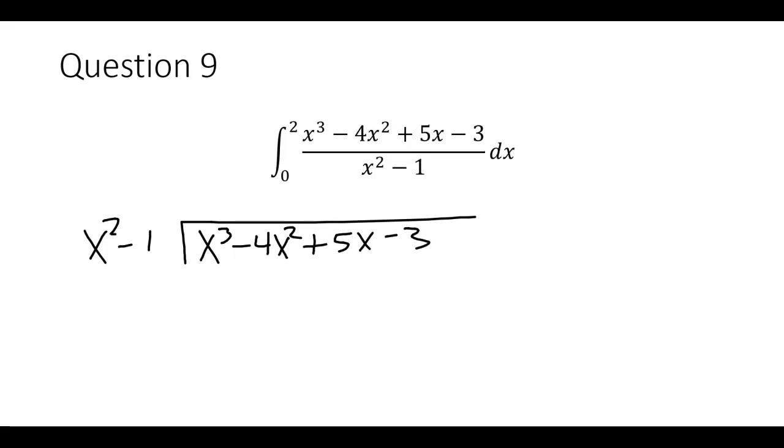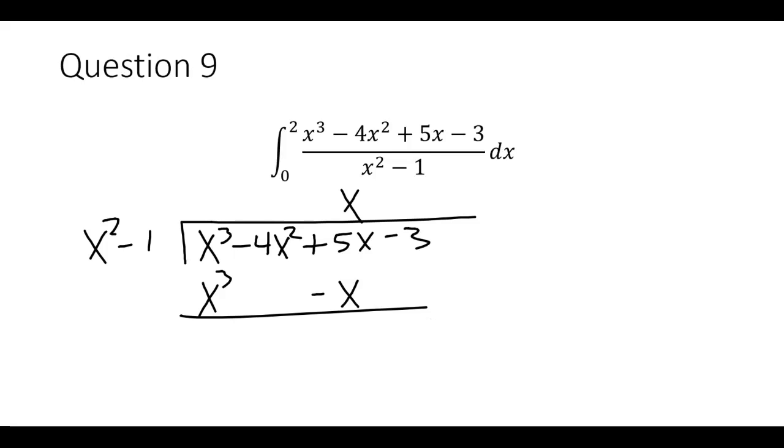And we ask ourselves, what would I multiply this by to get this? And the answer is x. So I'm going to put an x over here. And by doing that, I'm going to get x cubed. X times x is x cubed. And then we also do x times -1, which gives me negative x. Now I'm going to put it underneath of that 5 there because you want to line up your like terms.